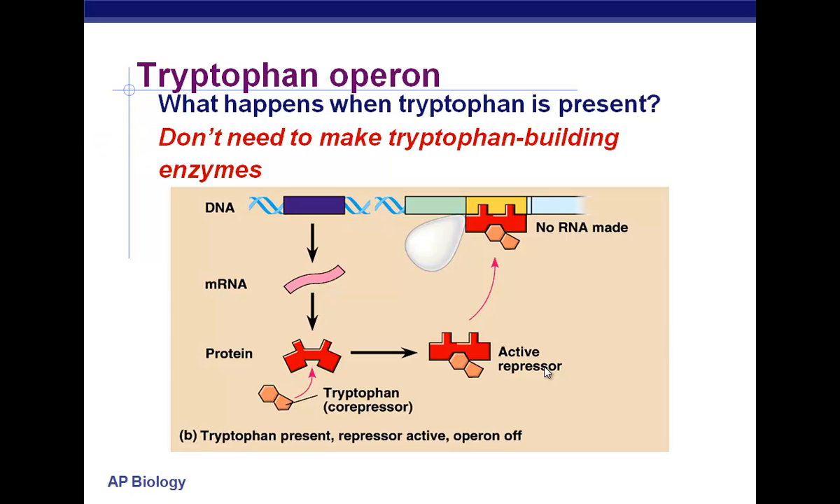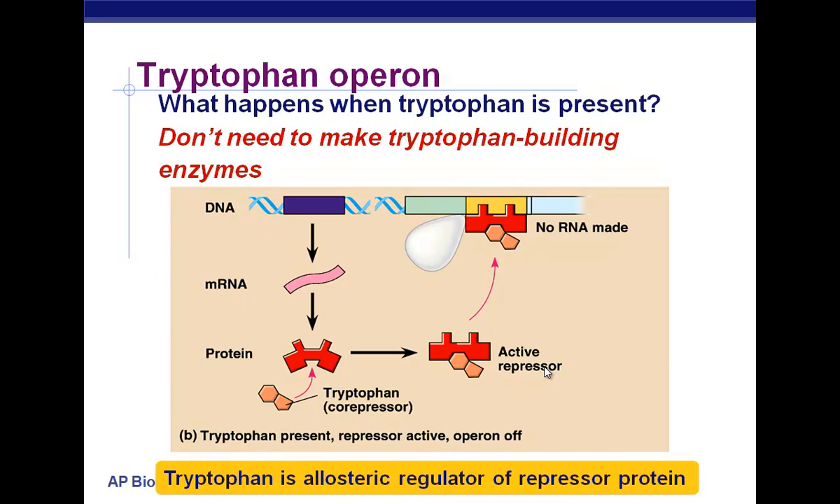And so what happens when tryptophan is present? Ultimately, if it's present, you don't need to keep making enzymes to make more tryptophan. There's already enough. And so, if we look at this picture, we see tryptophan coming in. It binds the repressor protein. It causes an allosteric change. And this time, the repressor protein is actually changed to be active. Now it binds with the operator, and thus it turns off the gene. It can no longer be transcribed or translated.